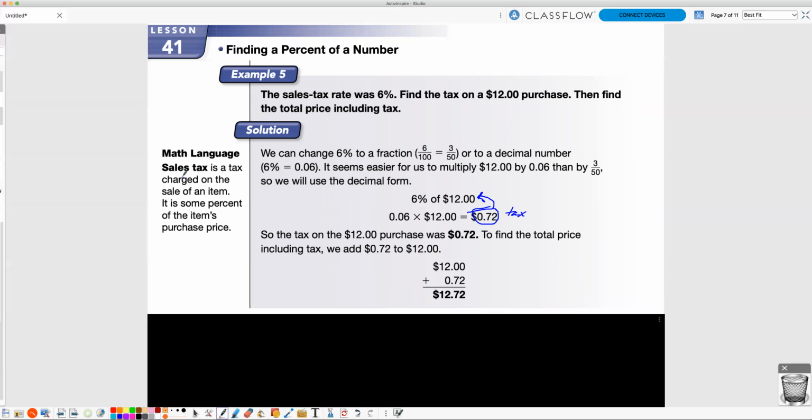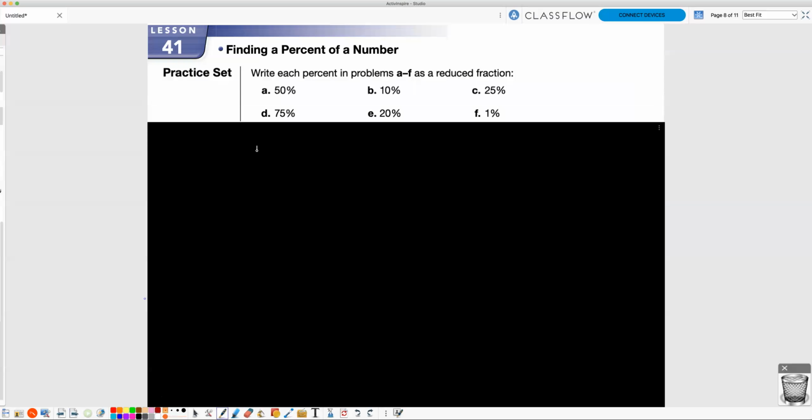So sales tax is charged on the sale of an item. It is some percent of the item's purchase price. Sales tax, most of the time, is about 7.5% in North Dakota. In other states or other counties or districts in the United States, it might be as high as 10 or 11%. All right, let's look at example 6. Oh, sorry, I guess we don't have any more examples. Let's give it a shot here.